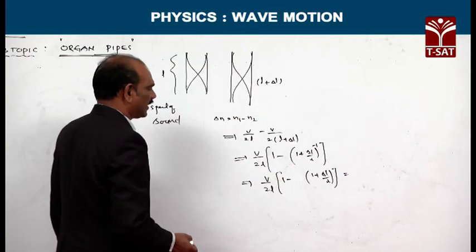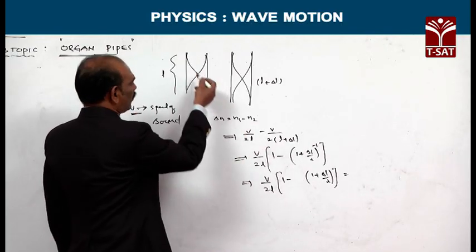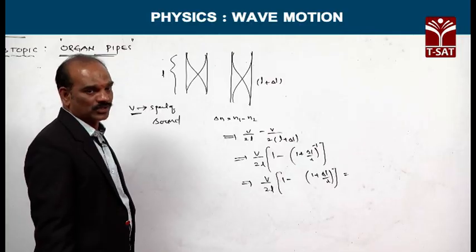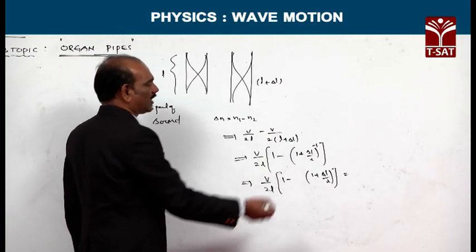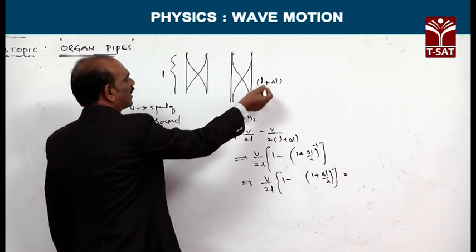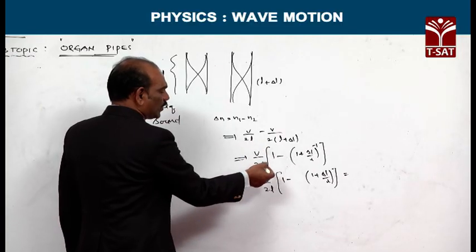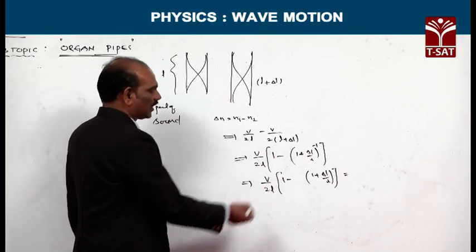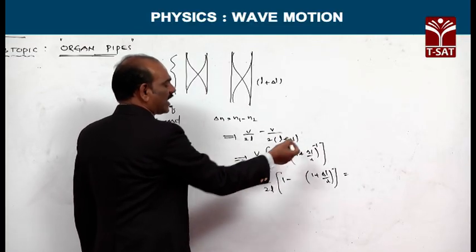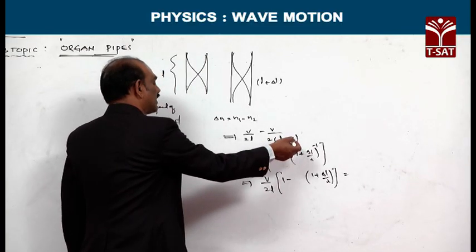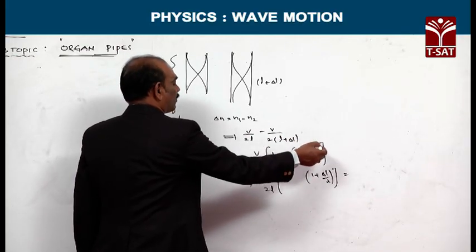Beat frequency delta N is equal to N1 minus N2. N1 is equal to V by 2L for this pipe in the first mode whose length is equal to L. N2 is equal to V by 2 times of L plus delta L, because the length of the second open pipe is L plus delta L. Now taking V by 2L as common, 1 minus, here L plus delta L can be written by taking L outside, 1 plus delta L by L. And 1 plus delta L by L taken to the numerator will become 1 plus delta L by L power minus 1.